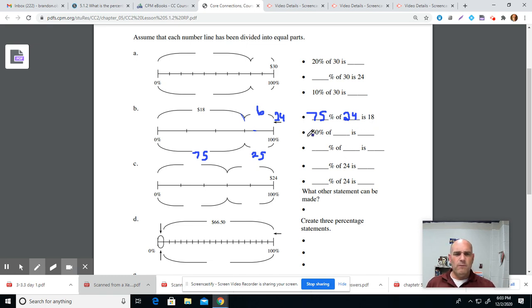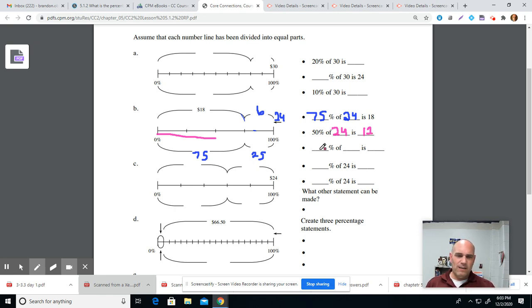All right, 50% of blank is blank. So 50%, well, let's see, 50% then, if we're thinking about this, would be 2 of these. So that's 50% of the whole thing. So let's see. So we had 2 pieces for 50%. Remember, every piece is worth 6. So 2 of them would be 12. Oh, that makes sense. Half of 24 is 12.